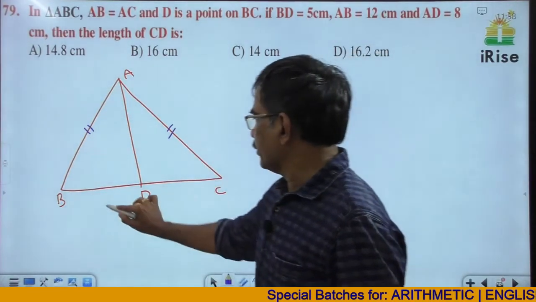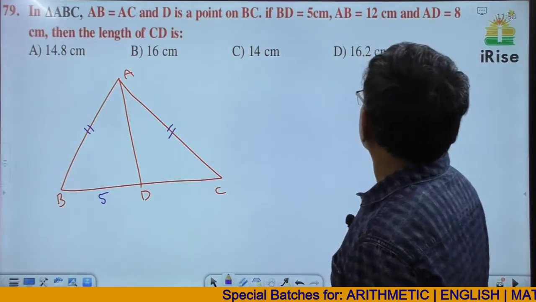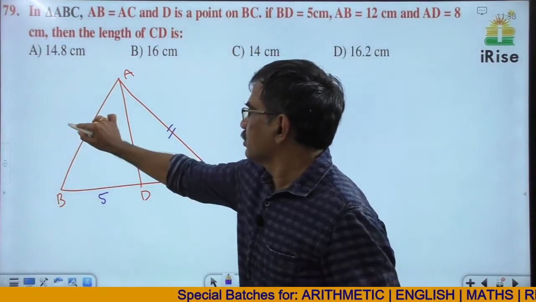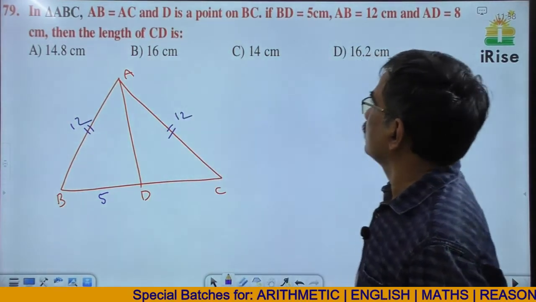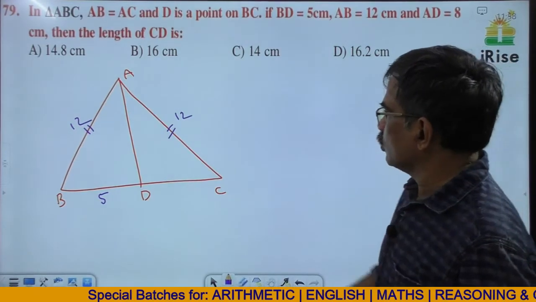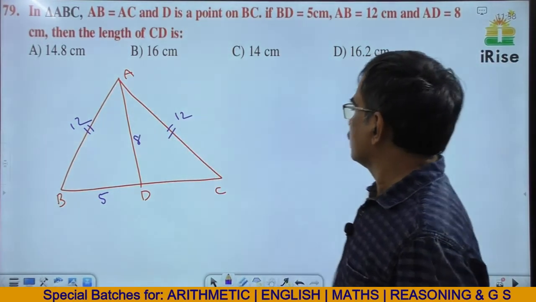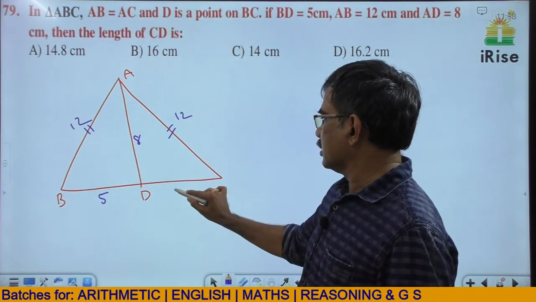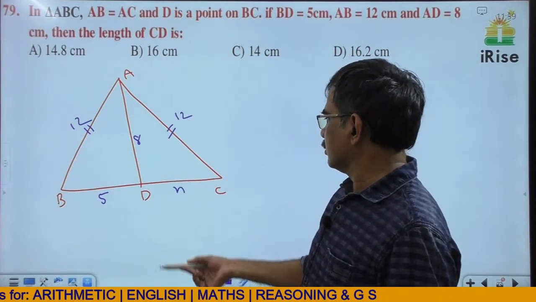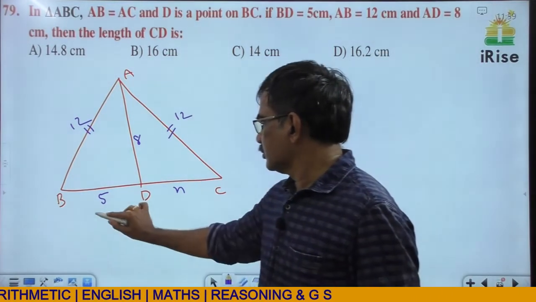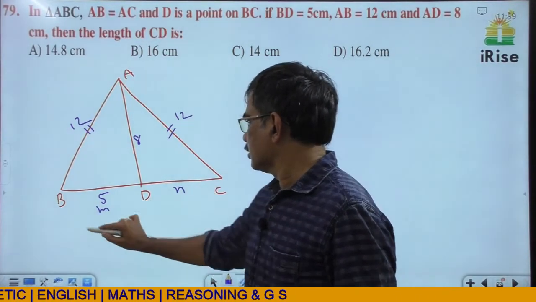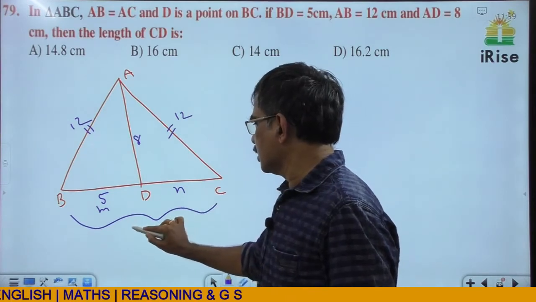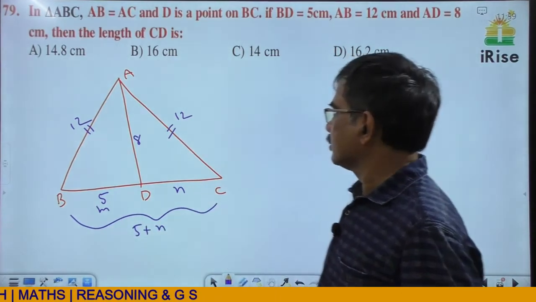BD is equal to 5. AB is equal to 12, so this is also 12. AD is equal to 8. This length is given as 8. Then what is the length of CD? Consider this as n. We have to find n. This is m, this is n. This total is nothing but 5 plus n.